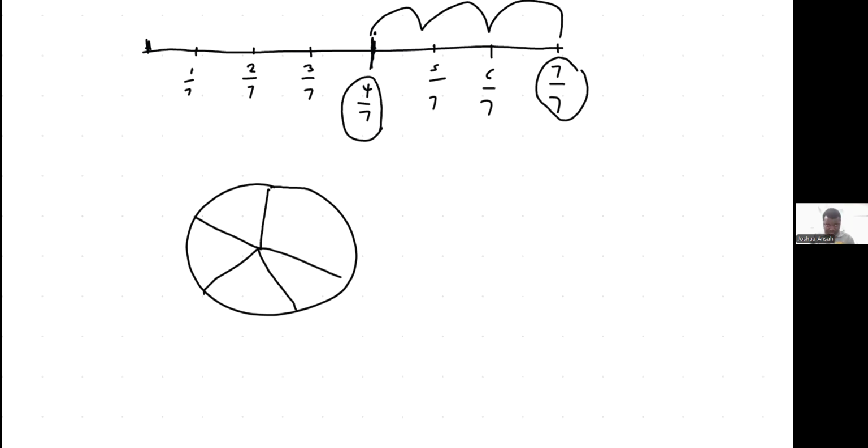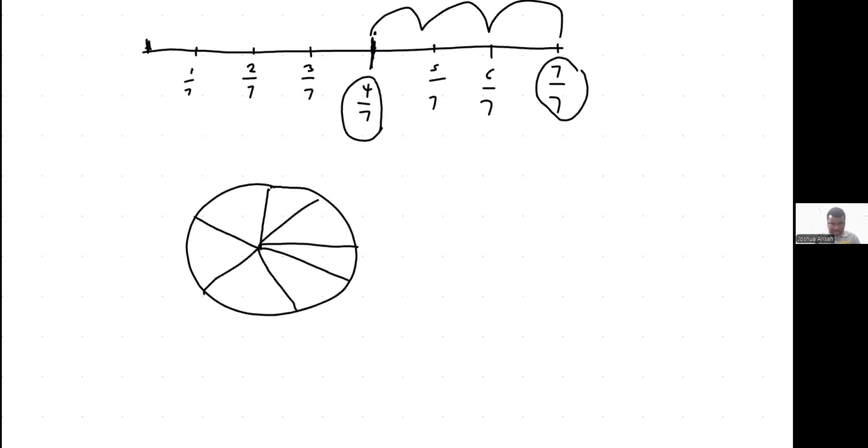The drawings are not drawn to scale, so don't mind the size. In real life, they should all be equal size. 1, 2, 3, 4, 5. So let's assume they are all equal: 1, 2, 3, 4, 5, 6, 7.